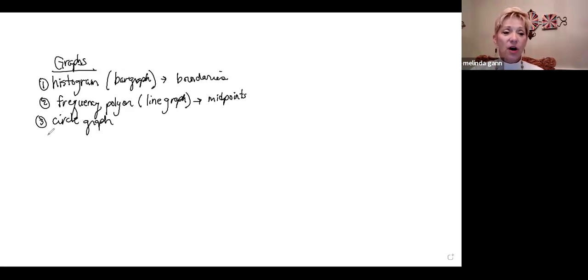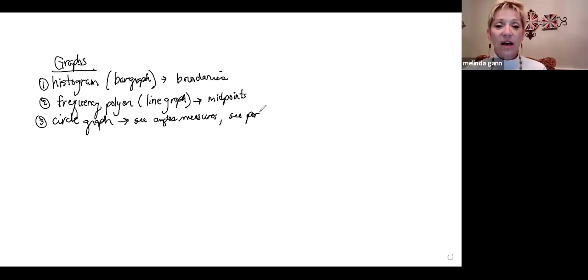And it also starts with a frequency table. So the first 3, you have to have a frequency table to make them. Now, when you're doing your scratch work on the circle graph, I have to see what your angle measures are, and I also have to see your percents. If I don't see those in your scratch work, I'm going to count off.